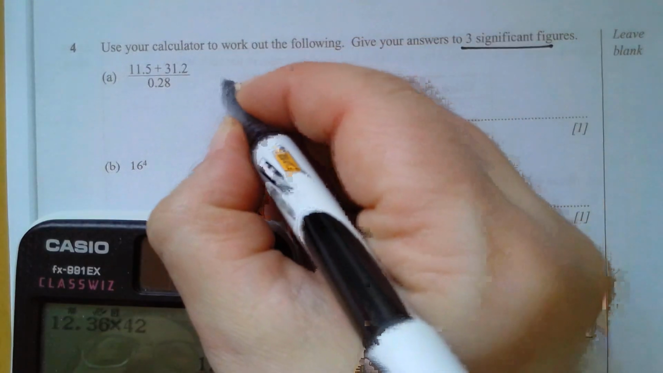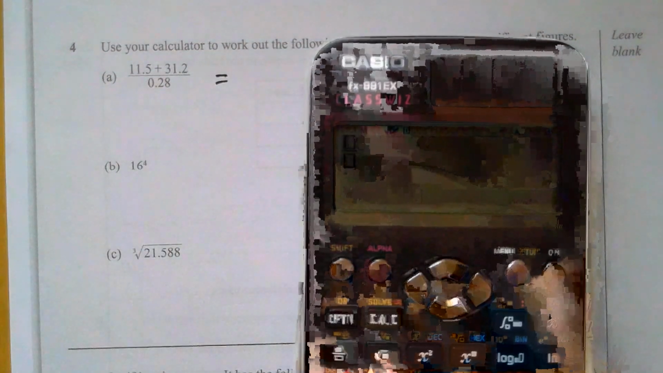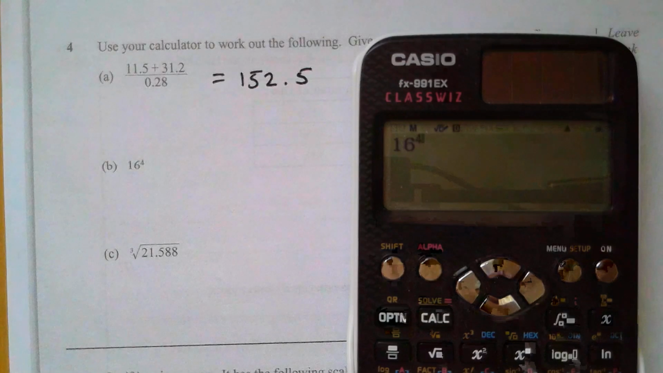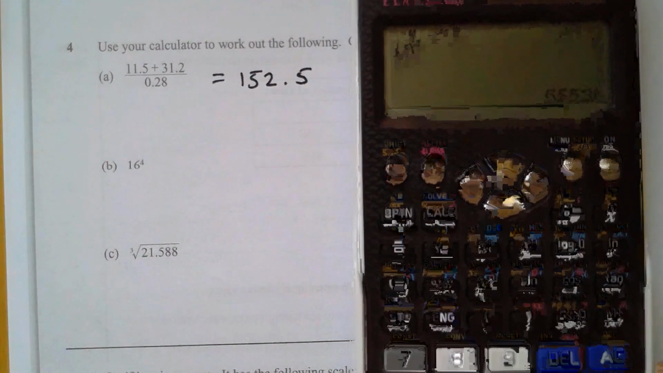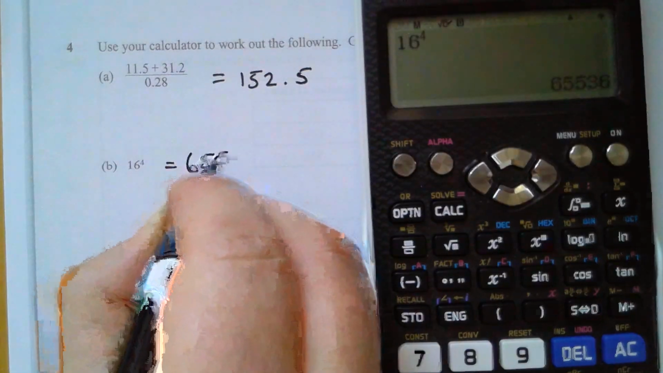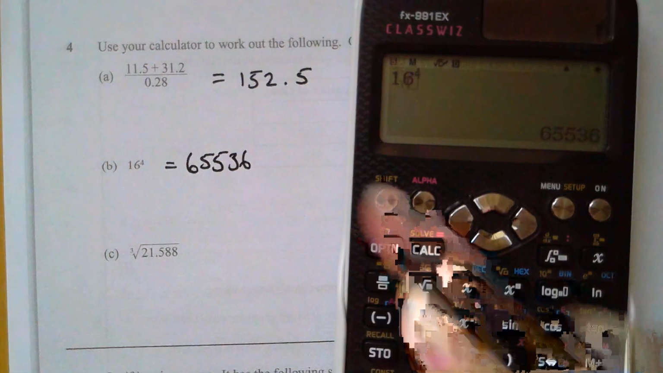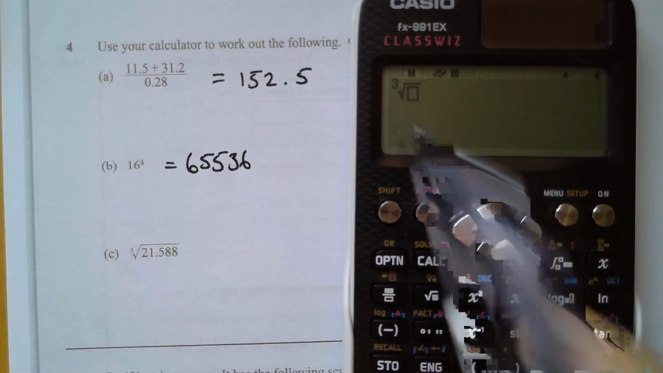Okay, 3 significant figures, so I'm going to calculate each of these first and then do the rounding. You can use the fraction button. Fraction button is just here. If you haven't got a Casio calculator, you'll have to do this in steps and learn how to use your calculator to do this. This button just here. Square root button, shift, square root gives you the power, the cube root.